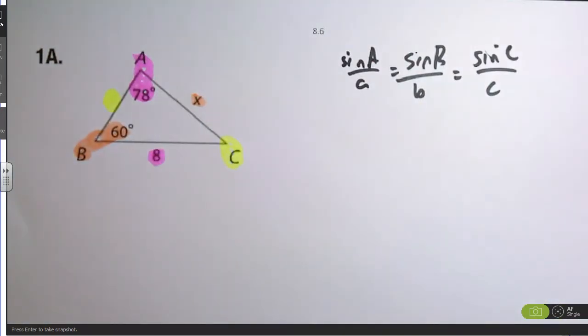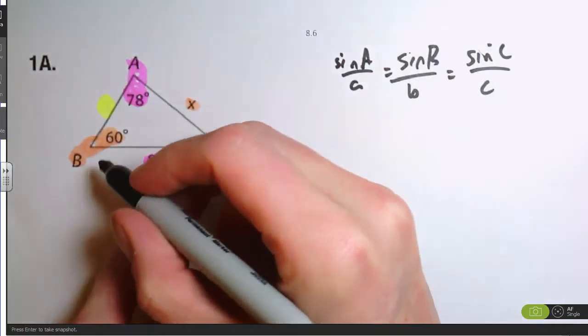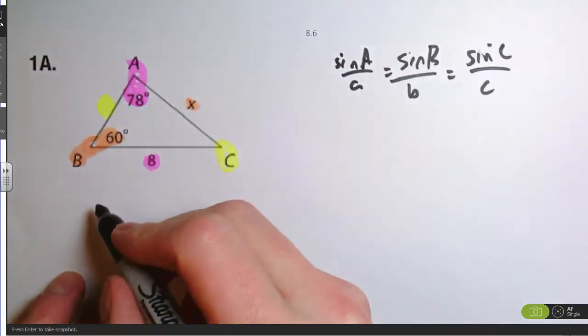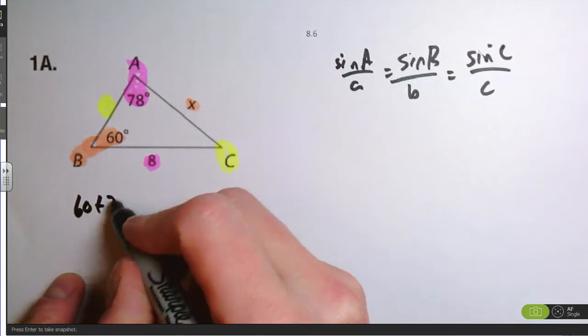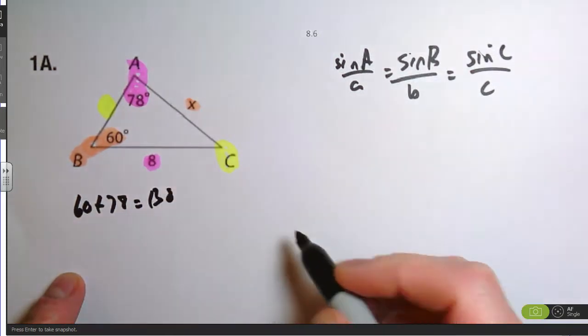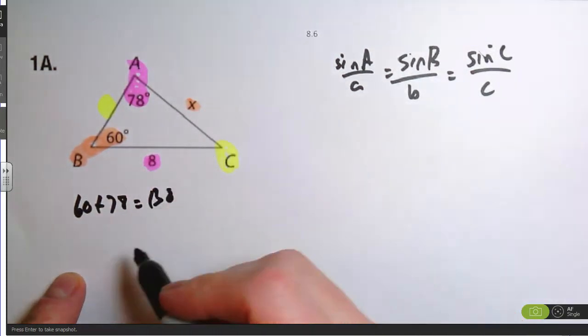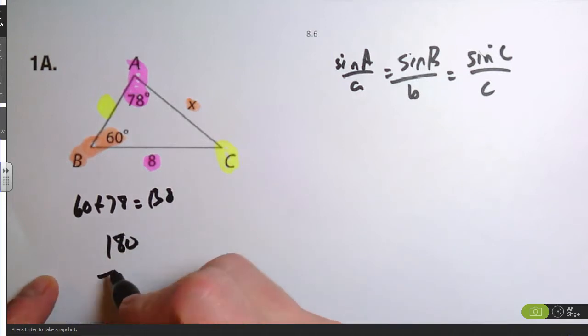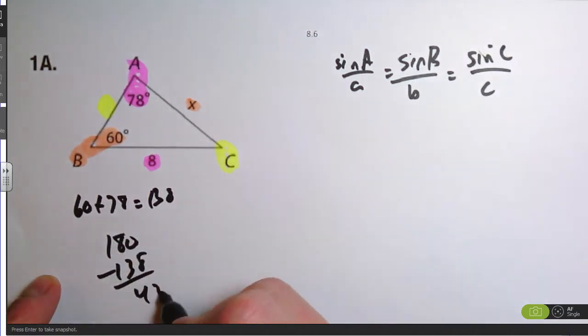However, if I really wanted to work at it, I could find angle C because I know these two angles add up to be, I'm sorry, these two angles have to be 138 degrees. And all three angles have to add up to be 180. So 180 minus 138 gives us then 42.